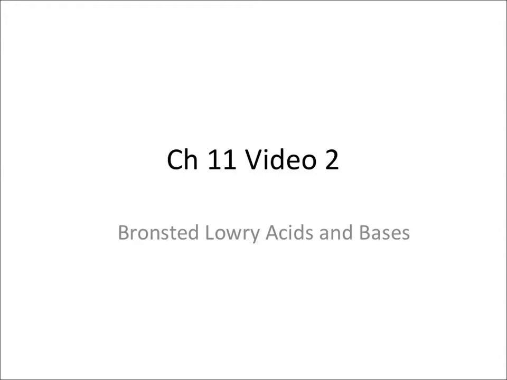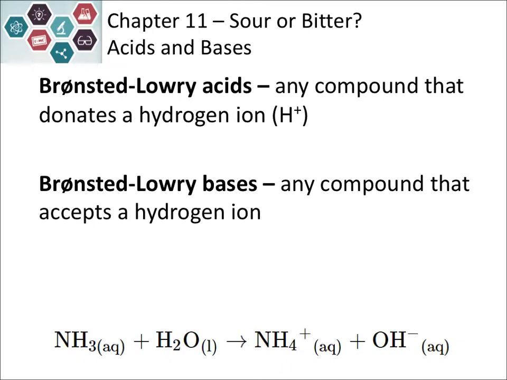In this video, we're going to talk about a second definition of acids and bases called Bronsted-Lowry acids and bases. Bronsted-Lowry acids are any compound that donates a hydrogen ion, and Bronsted-Lowry bases are any compound that accepts the hydrogen ion. The reason we have a second set of definitions is because the Arrhenius acid and base definitions are a little bit restrictive. Here we have a broader definition and it includes more types of acids and bases.